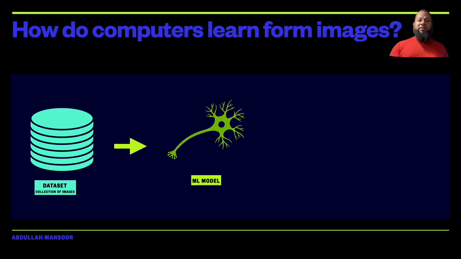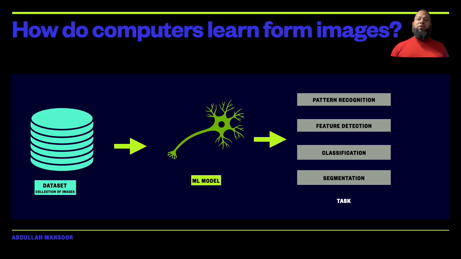So when these data sets are then fed into the machine learning models, it could be neural networks or any other kind of model, these models are trained to perform certain tasks. These tasks could be pattern recognition, feature detection, classification, or segmentation.